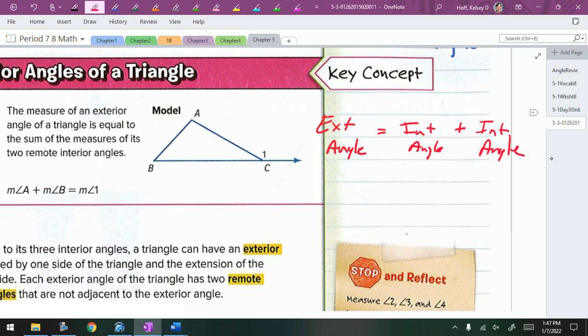Exterior equals interior plus interior. So in our diagram, our exterior angle is angle 1. It is outside the triangle. The outside angle is equal to the sum, or when you add, the two interior angles that are not next to angle 1. Well, currently next to angle 1 is C, yes? So we can't use C. What other two angles are inside the triangle? B and A. So angle 1 is equal to angle A plus angle B.